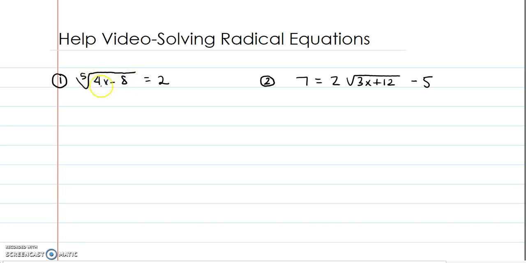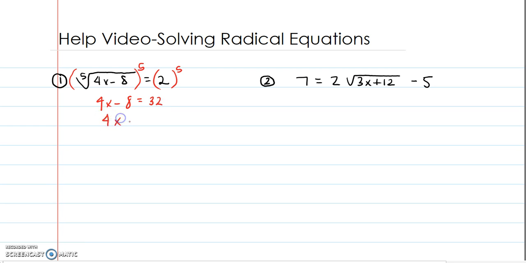We can't access anything under the radical here unless we undo the operation that's currently happening to it. And the operation is that 4x minus 8, the fifth root is being taken of it. So in order for me to cancel that out, I need to raise each side to the fifth. The root and the power cancel out, so we'll have 4x minus 8 equals 2 to the fifth, 32.